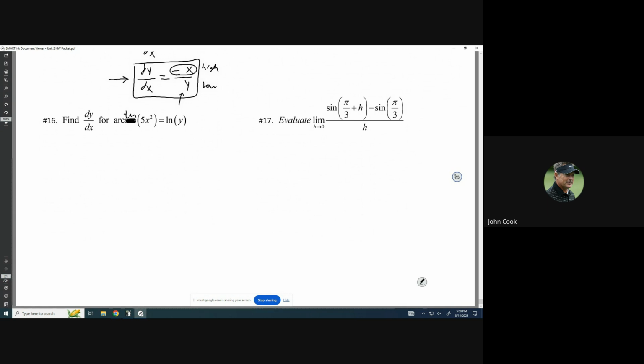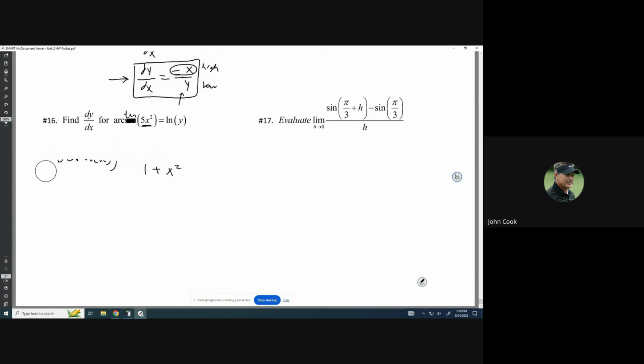So arctangent. Find the derivative: arctangent of 5x to the second power is equal to the natural log of y. No big deal. The arctangent derivative, just from memory, looks something like this. Arctangent of x, if I take the derivative of this function, it's going to be 1 over 1 plus x squared. But we don't have just an x, we have a 5x squared. So you better believe it, this is a chain rule problem.